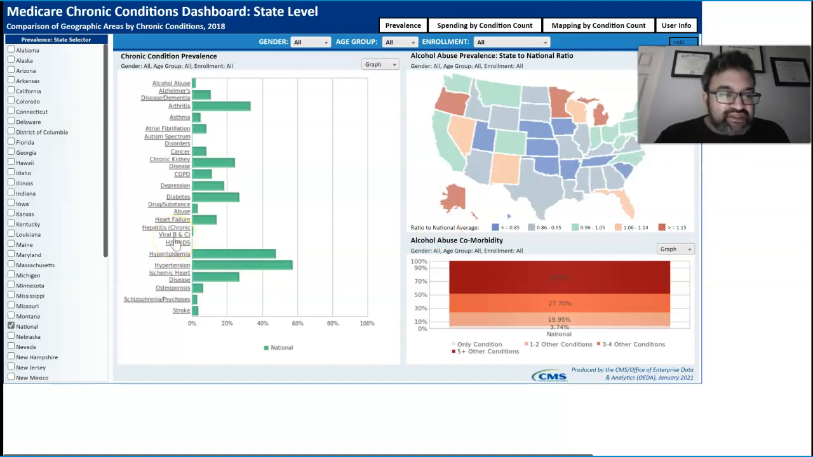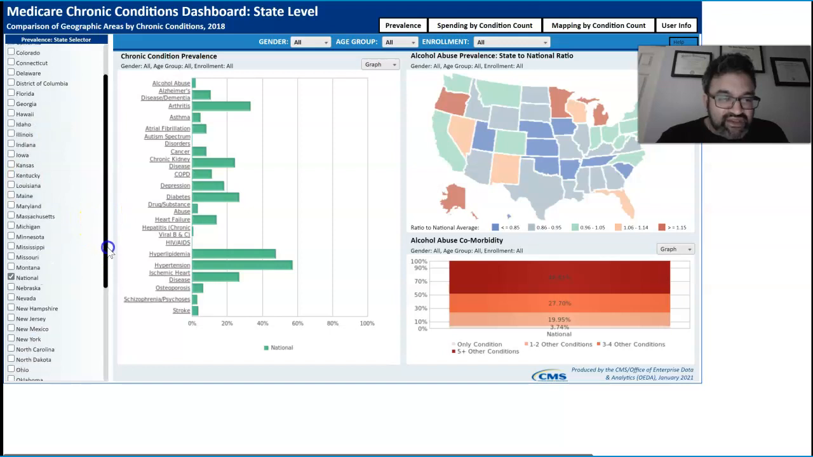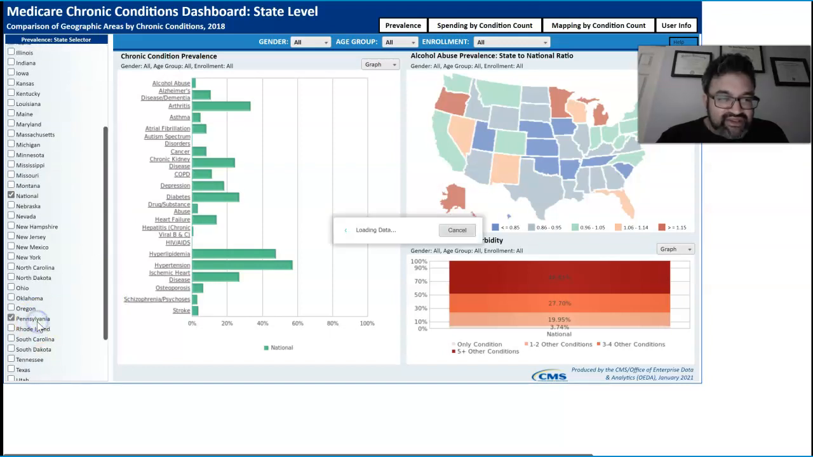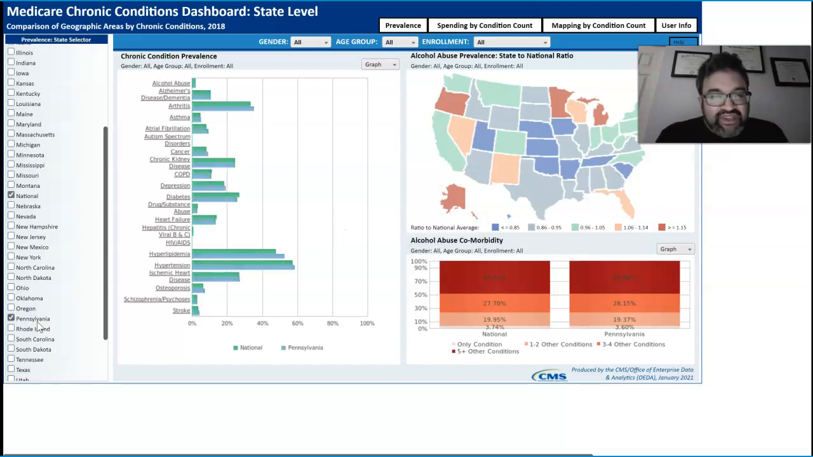But if we're looking at, so what I'm going to do is, nationally, of course, cardiovascular disease, hypertension is the highest prevalence. But if I want to see where my state falls in comparison in terms of chronic diseases, then I'm just going to select Pennsylvania and look. I'm not actually sure why only alcohol abuse comorbidity is here, but this might be because of a selection that's already there. It seems like it matches with the national average, so we're not worried about that.